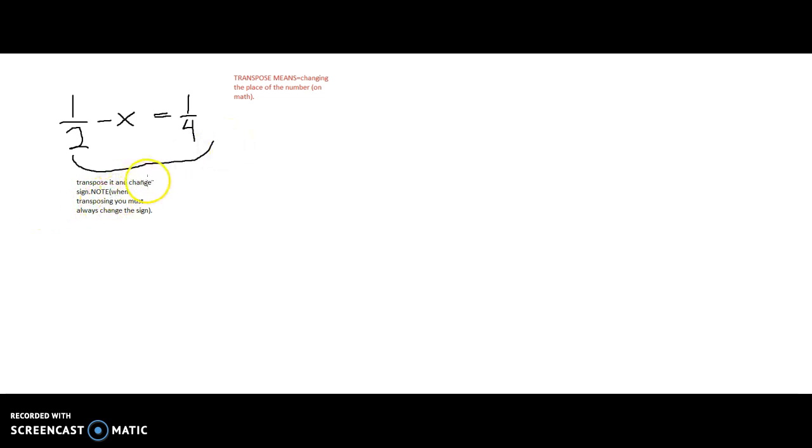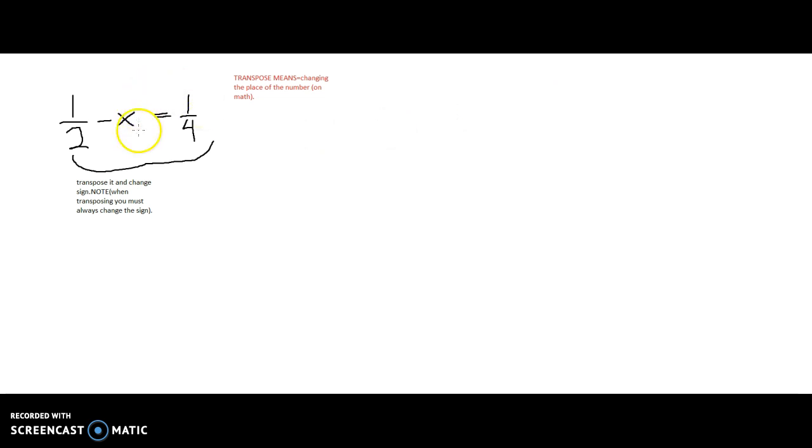So when we solve this, we're gonna change the place. Note, when you transpose it, you change the sign. When transposing, guys, you must always change the sign. Okay, so yeah.